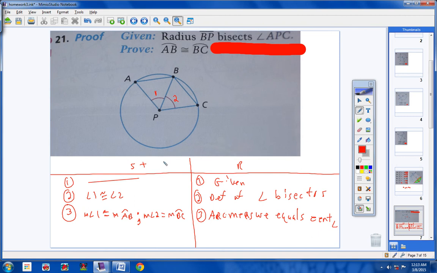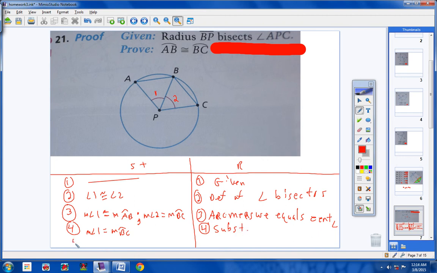Now, we should be able to do a little substitution here for step 4. Angle 1 and angle 2 are congruent. So where 2 is right here, I'm going to put angle 1 because 1 is congruent to 2. I'm going to do that right down here in step 4. So the measure of angle 1 equals the measure of arc BC. Where this is, I put 1, and of course this is simply going to be substitution.